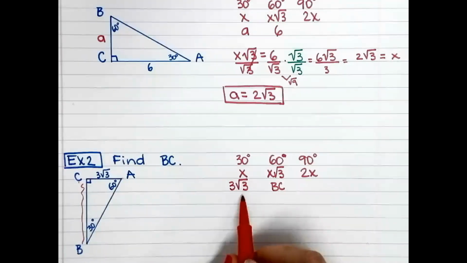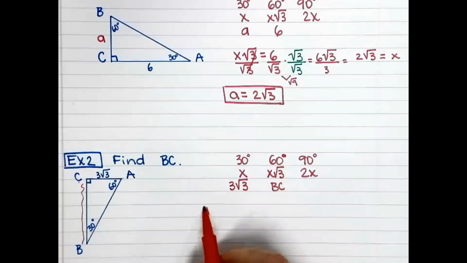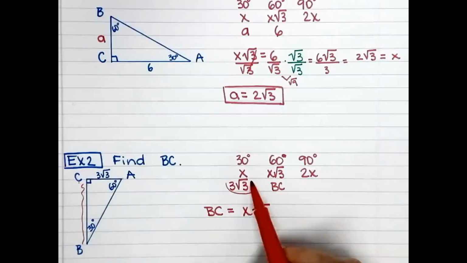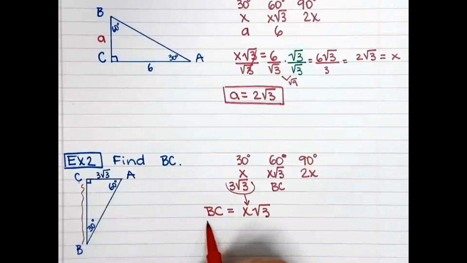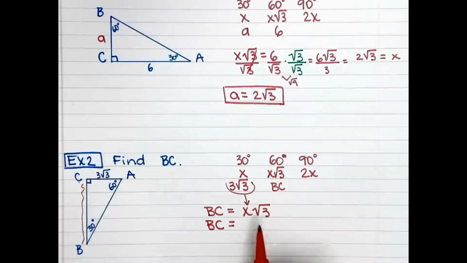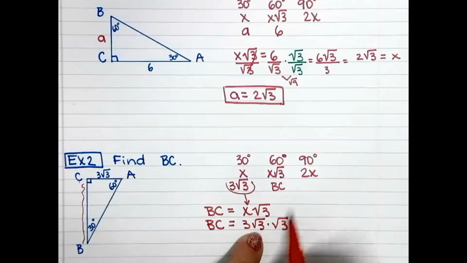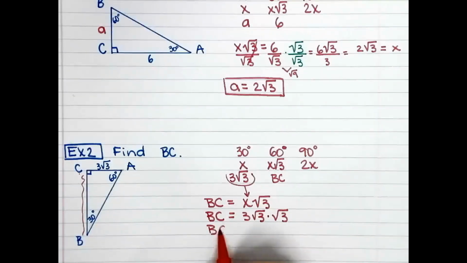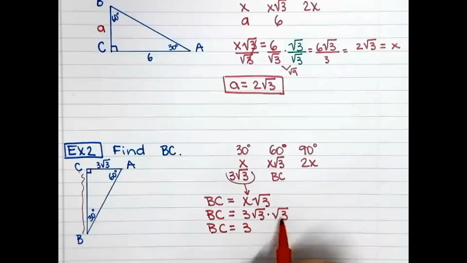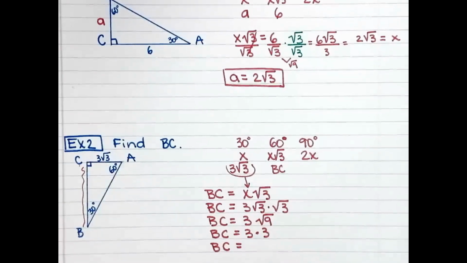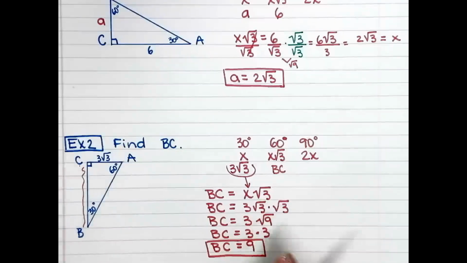So if x equals 3 square root of 3, I need to find BC, and BC is x square root of 3. You just substitute this for x right there. So the length of leg BC is 3 square root of 3 because that's x, and then square root of 3 because that's the ratio. Now we need to simplify this all the way. Square root of 3 times square root of 3 is square root of 9. Square root of 9 is 3. Therefore, the length of BC is 3 times 3, which is 9. Good luck.